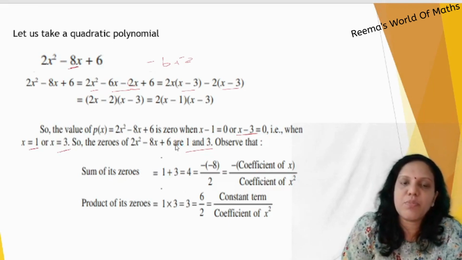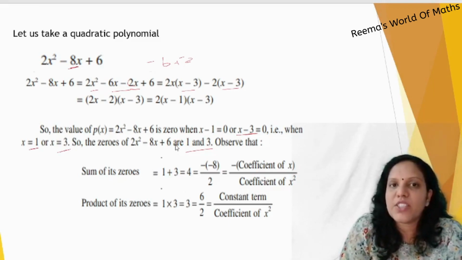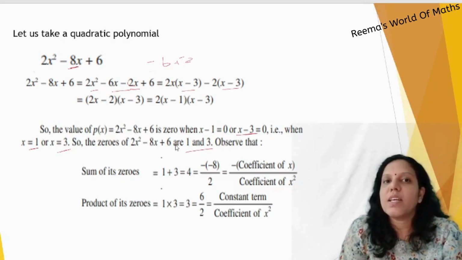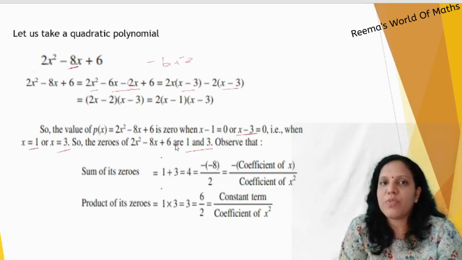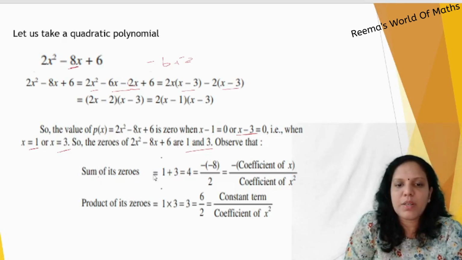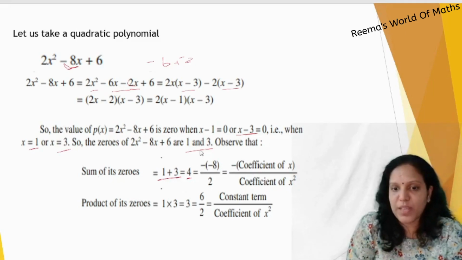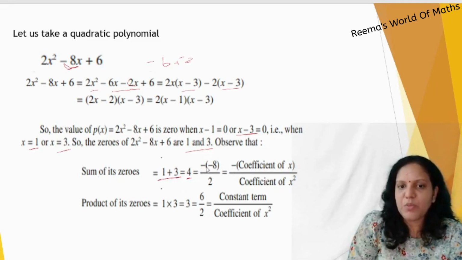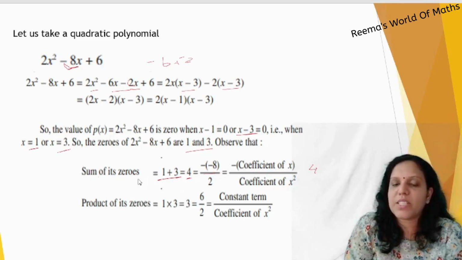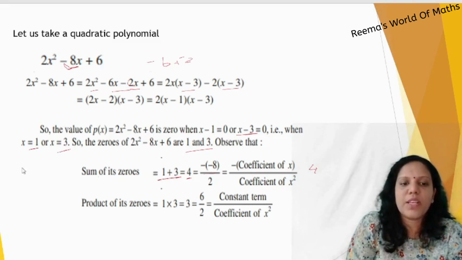Now let's prove the relationship between the zeros and coefficients. What is the first relationship? The sum of the zeros is equal to minus coefficient of x divided by coefficient of x squared. The zeros are 1 and 3, and 1 plus 3 gives you 4. The coefficient of x is minus 8, and we need to put one more minus sign, because the relationship is minus coefficient of x divided by coefficient of x squared. So minus into minus 8 divided by 2 gives you 4. The sum of the zeros is 4, and minus coefficient of x divided by coefficient of x squared is also 4. So we prove this relationship.